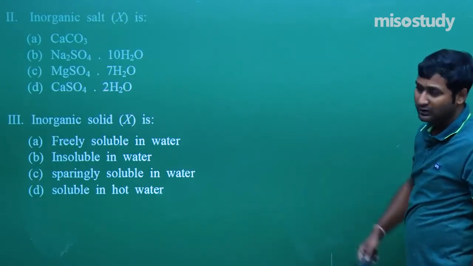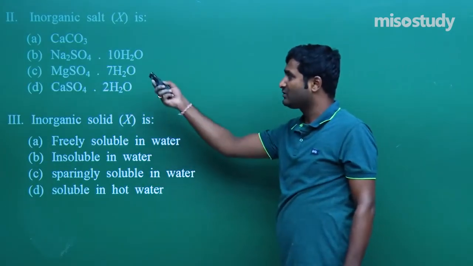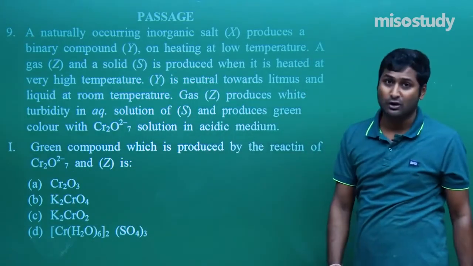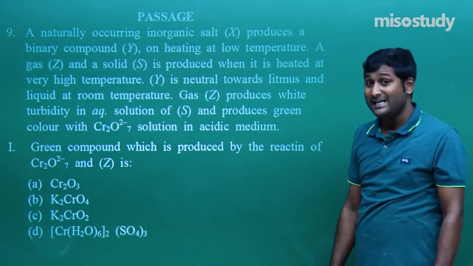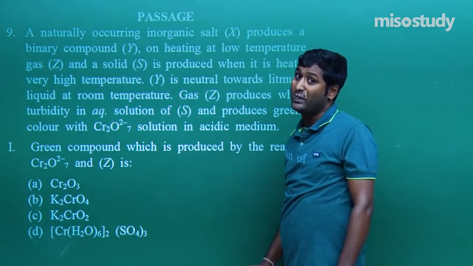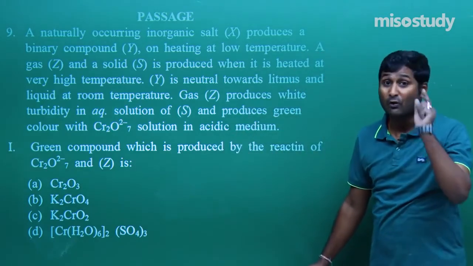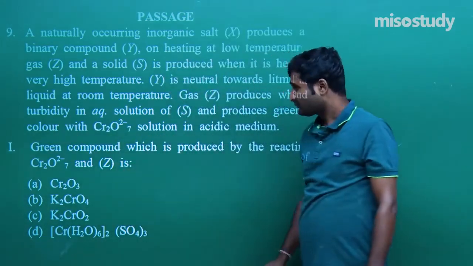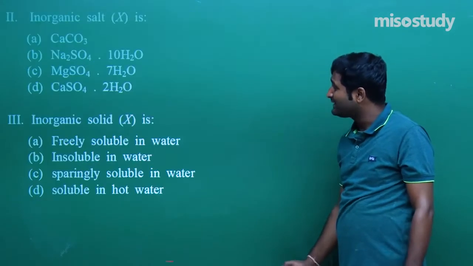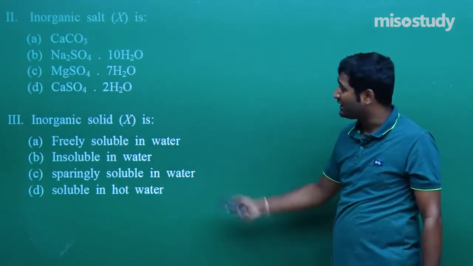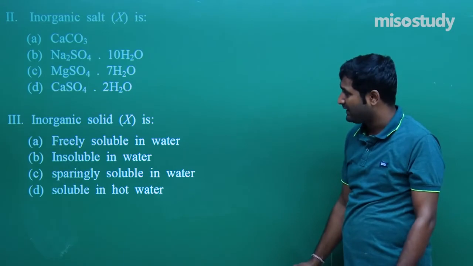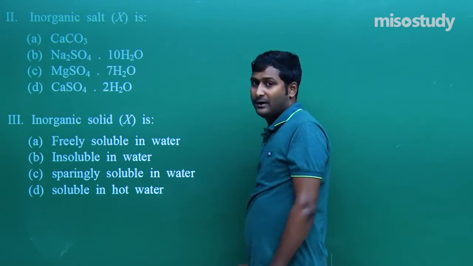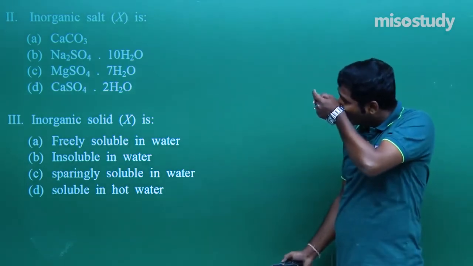Why not this one? As I told, this is not carbonate, this is sulfate. This is not Na2SO4, because according to the question here, the gas produces white turbidity with CaO plus H2O, Ca(OH)2. When treated with SO2, we know then the white turbidity appears. Clear to you? And due to this reason, it is calcium sulfate, not magnesium or sodium sulfate. Inorganic solid, that is, I am talking about CaO, that is sparingly soluble in water. Clear? Now let's move to the next one.